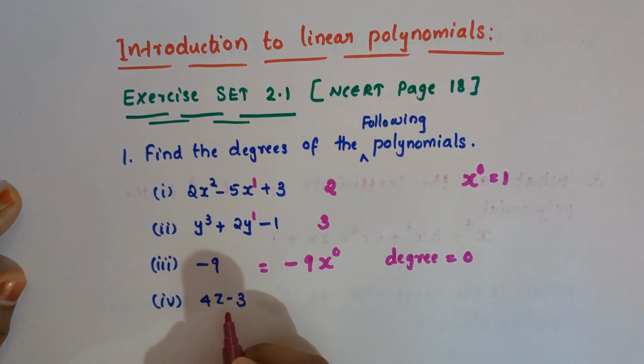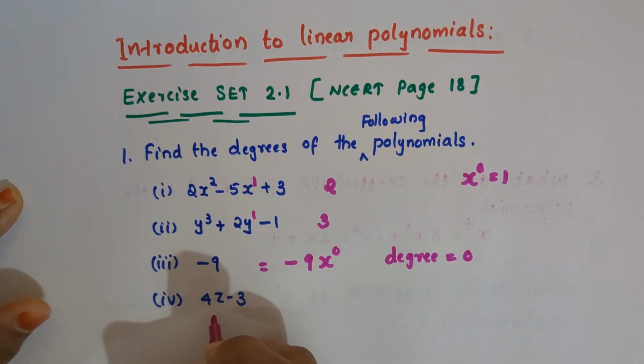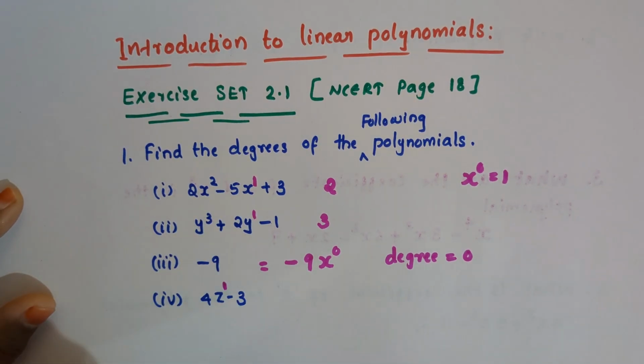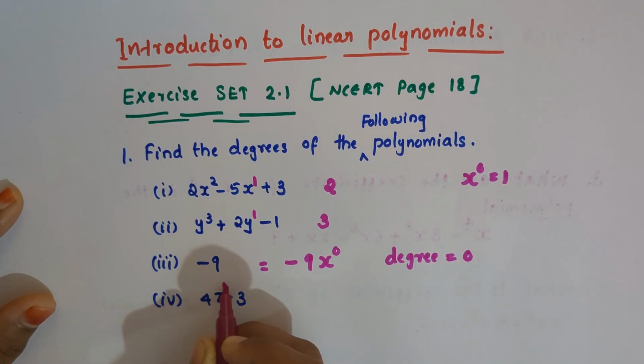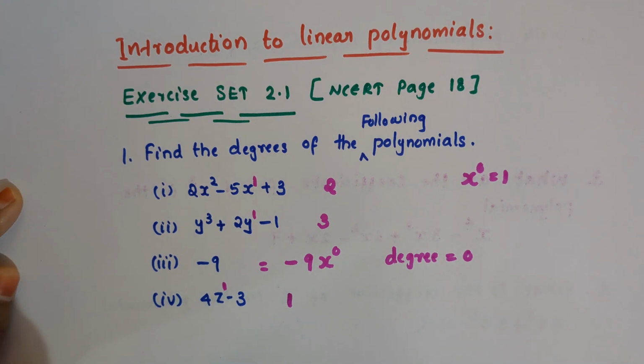Now what about the fourth one? 4z minus 3. Here the variable is z. What is its power? It is 1. No other z is here in this expression. So the highest power of the variable is 1 here, so the degree is 1.